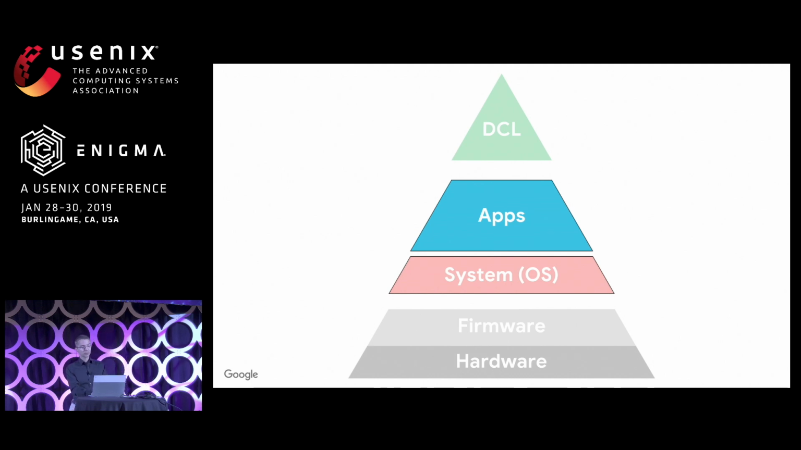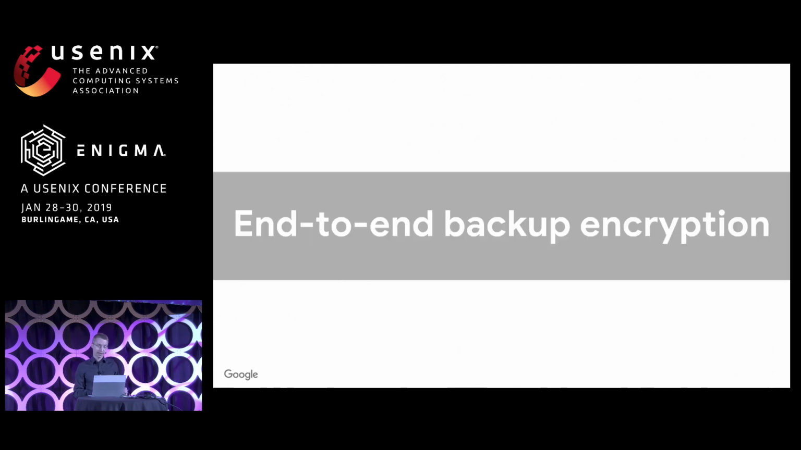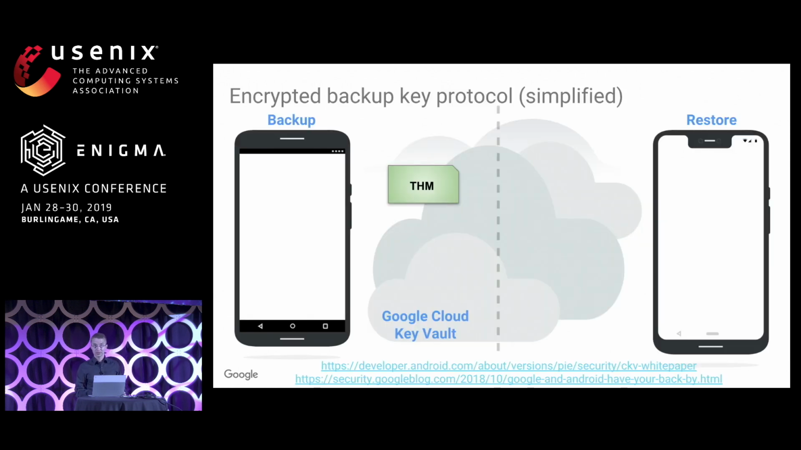The last part I want to give a specific example on is backups, which are at the intersection between the system OS layer and apps. Android Pie, again, introduced client-side encrypted backups, which we could also call end-to-end encrypted from the point of view of Google Drive being the actual store for the backups themselves. And I'd like to run through the core parts of that protocol right now, because after all, this is Enigma, so I wanted to have some crypto on the slides. Crypto as in cryptography, not cryptocurrency.